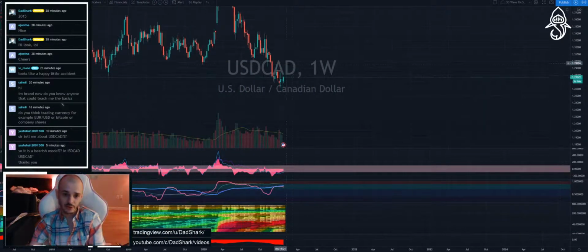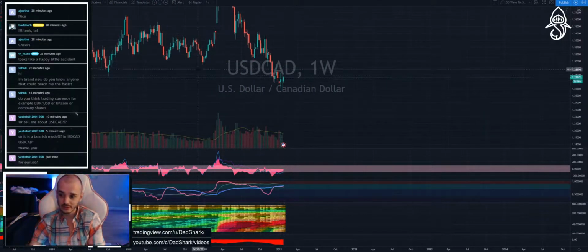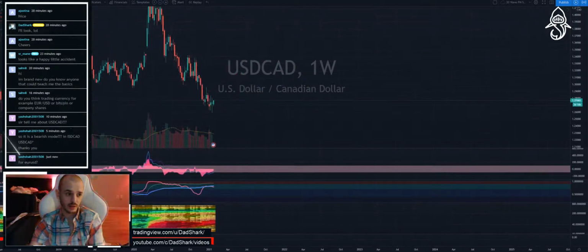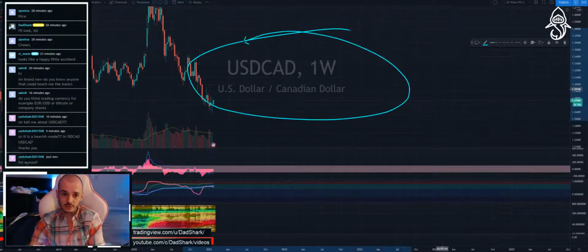We identified that there's going to be high level of volatility in this area. This is USD CAD, my dude. It says it in the large watermark in the exact middle of the screen.